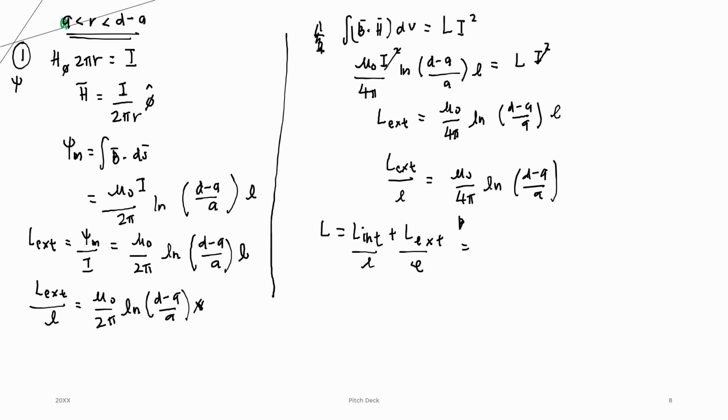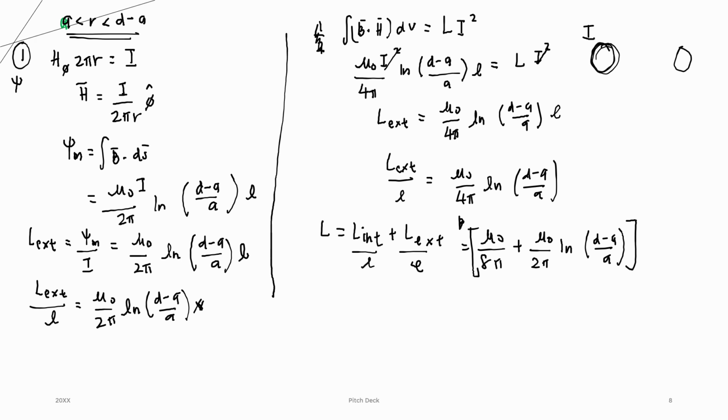So we will get the total inductance that is produced, L, which is going to be mu naught over 8 pi plus mu naught over 2 pi ln (d minus a) over a. This is the value of the total inductance that is produced at conductor 1 only, at this conductor only. How about at this conductor? How do we want to find it at this conductor?